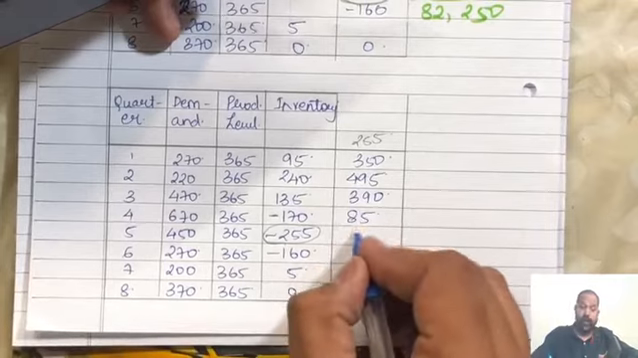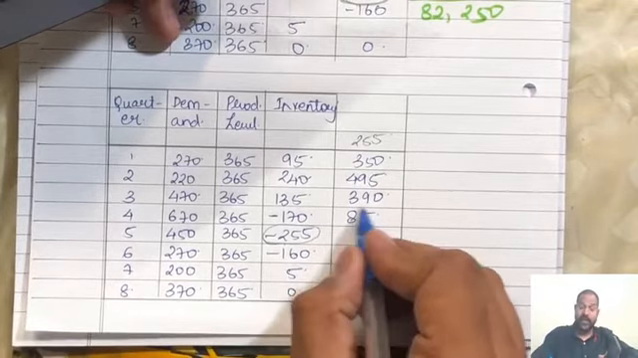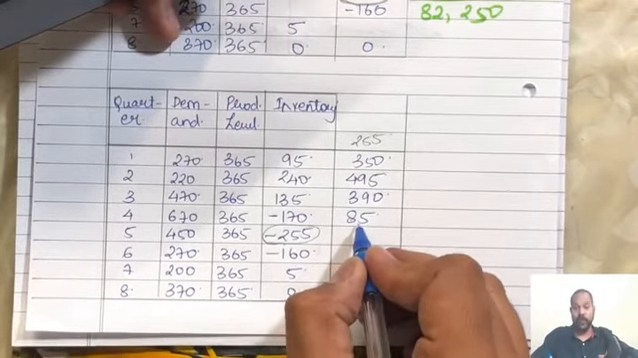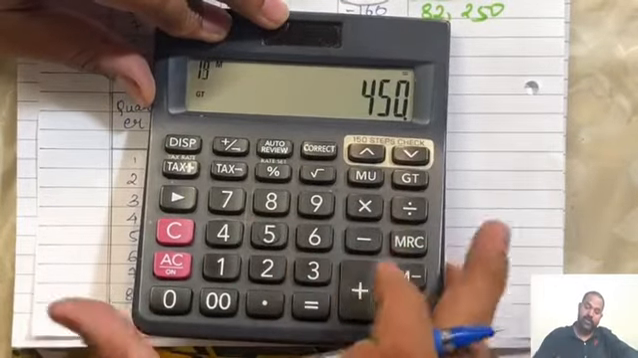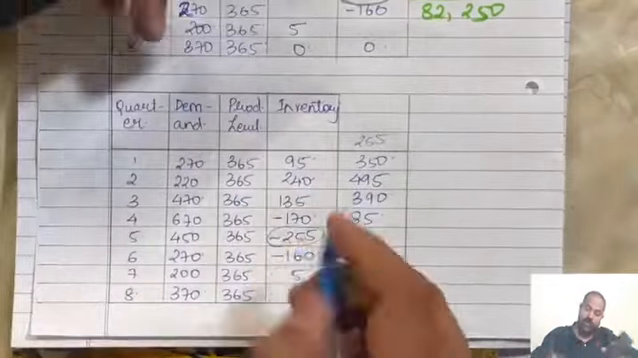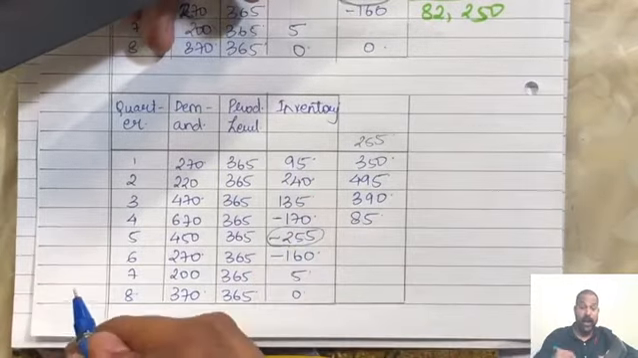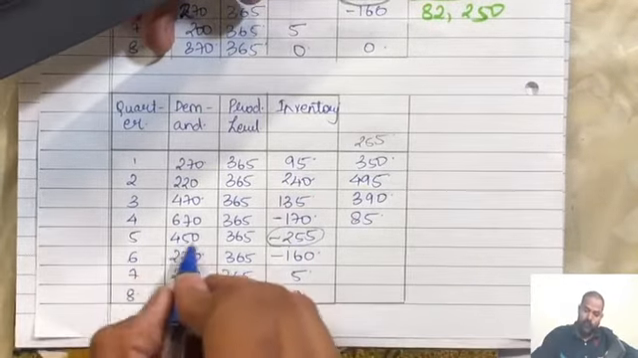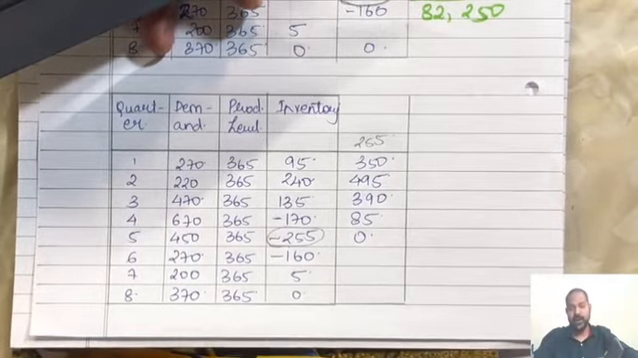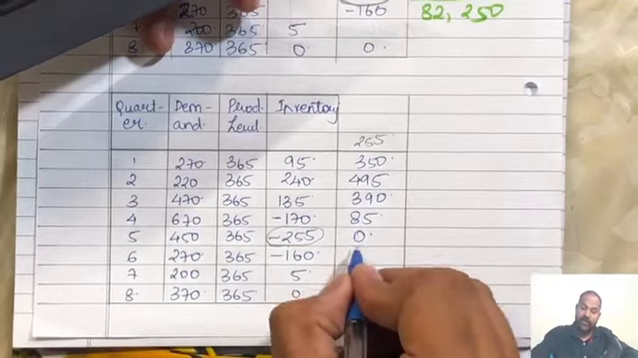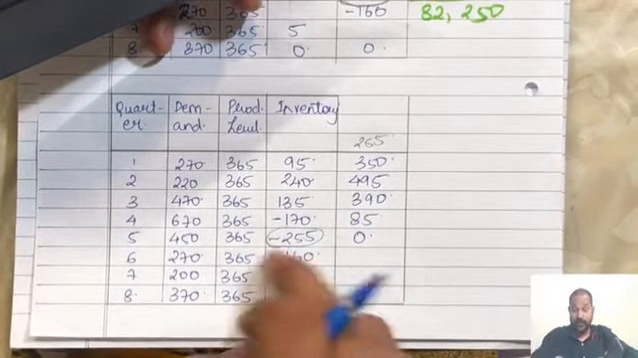85 units is what I have remaining with me. And I am going to produce 365. So 365 plus 85 is another 450 units. 450 units is what I have. 450 is what I want. The inventory becomes 0.